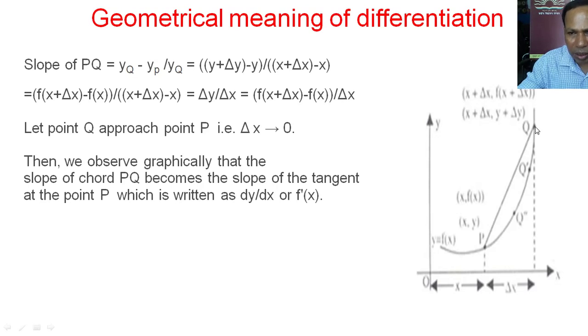As point Q approaches point P, delta x approaches 0, so we are considering negligible changes. Thus we observe graphically that the slope of the chord PQ becomes the slope of the tangent at point P, which is written as dy by dx or f dash x. So when point Q approaches point P, the chord becomes a tangent to the curve at point P.